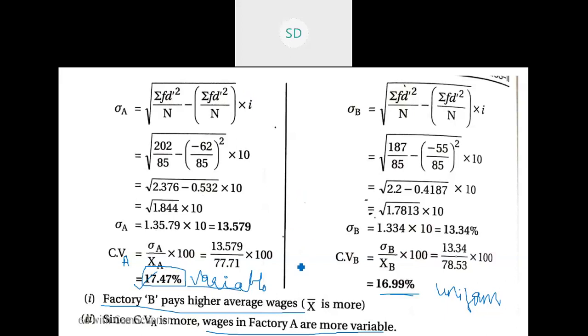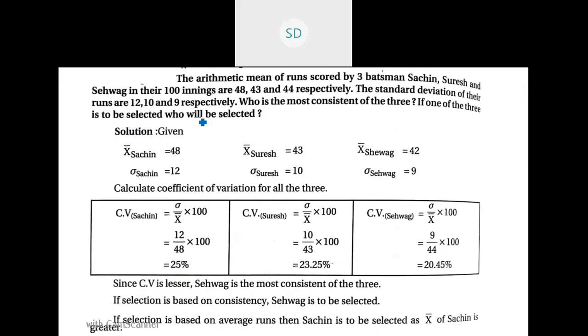Okay, so everybody understood this problem. Great. We'll solve one more problem. It's a very small problem. Let's see what is there in this problem. You can expect such problems for 6 marks.